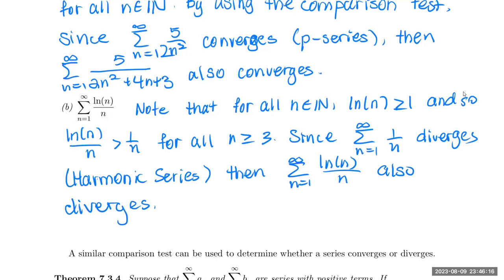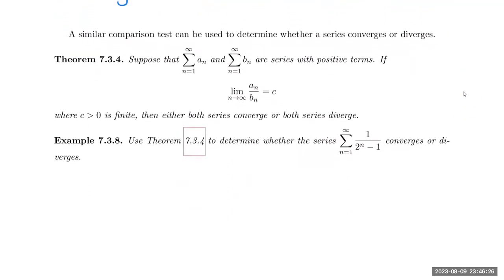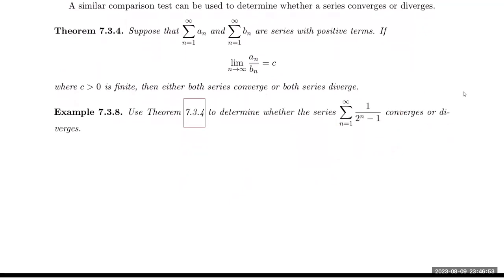So a similar comparison test can be used to determine whether a series converges or diverges. The following theorem is called the limit comparison test. Suppose that the sum of an and the sum of bn are series with positive terms. If the limit of the ratio an divided by bn is equal to some number c, which has to be positive, then either both series converge or both series diverge. All right. So let us use this theorem to see whether this series over here will converge or diverge.